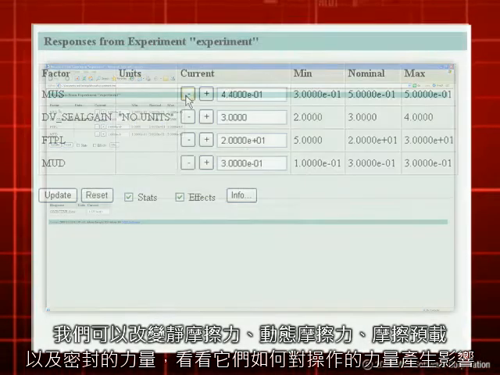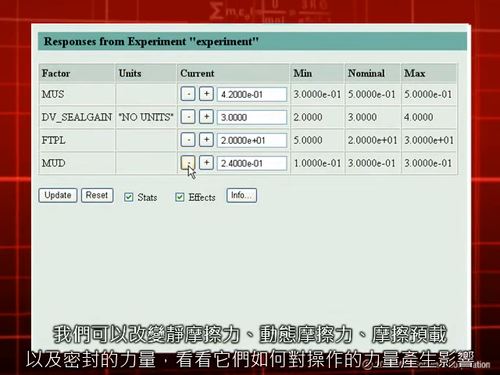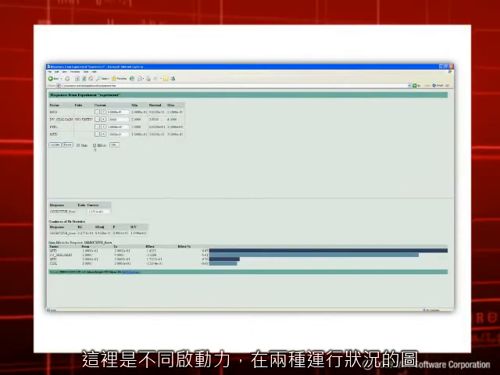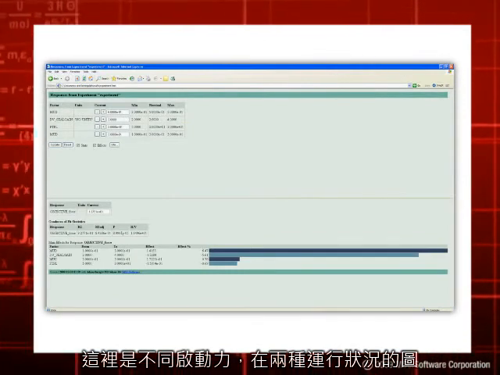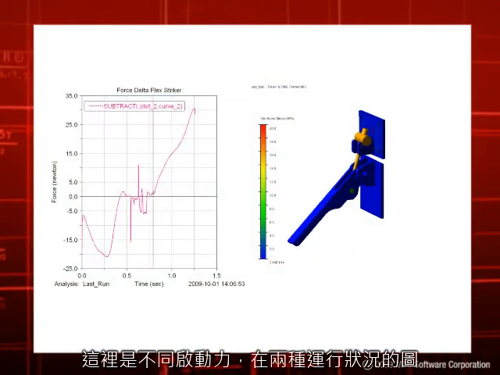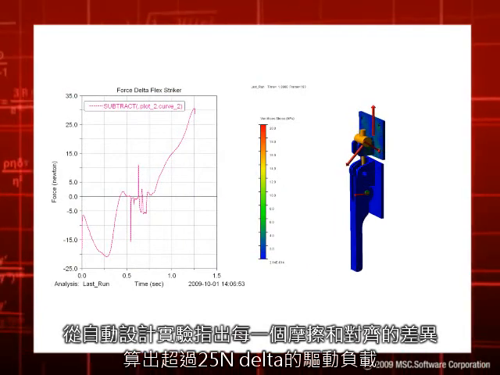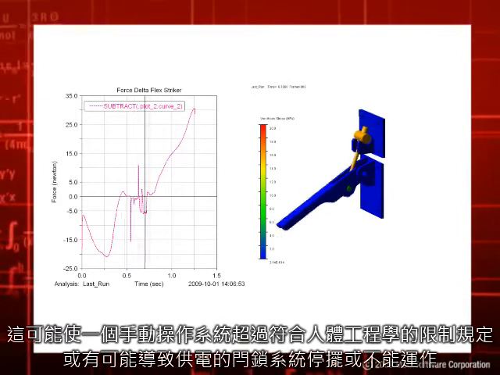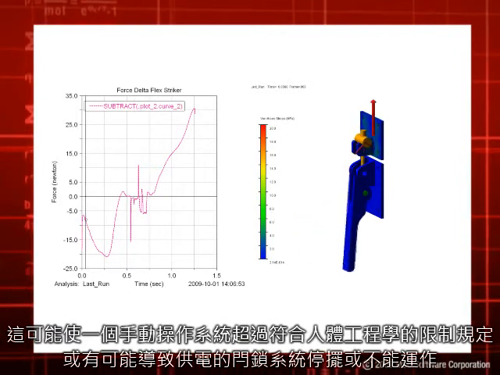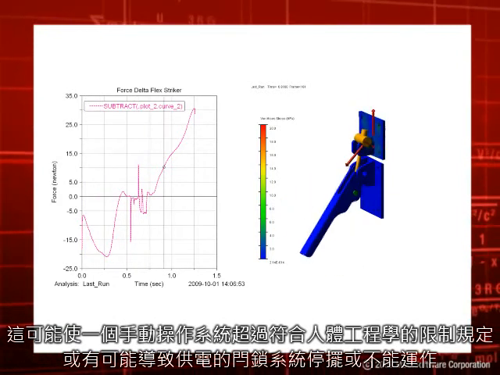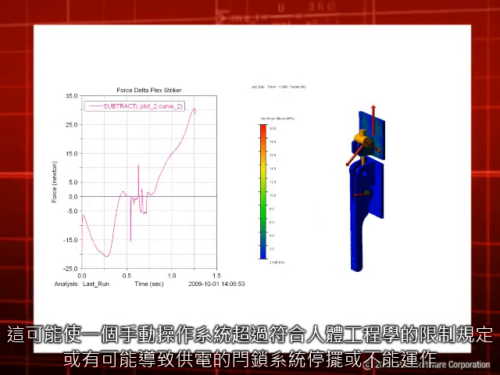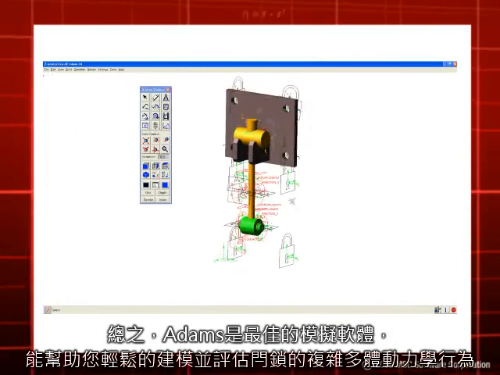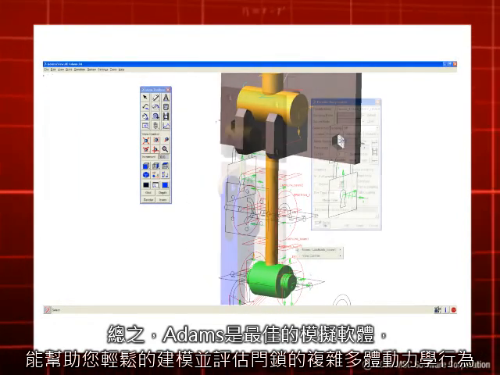We can change our static friction, dynamic friction, friction preload, and seal forces to see how they contribute to operating forces. I plotted the difference in actuation force between two runs from an automated design of experiments, which indicates that a variation in friction and alignment accounted for over 25 Newton delta in actuation loads. This might put a manually operated system over ergonomic limits, or might cause a powered latch system to stall or to not operate.